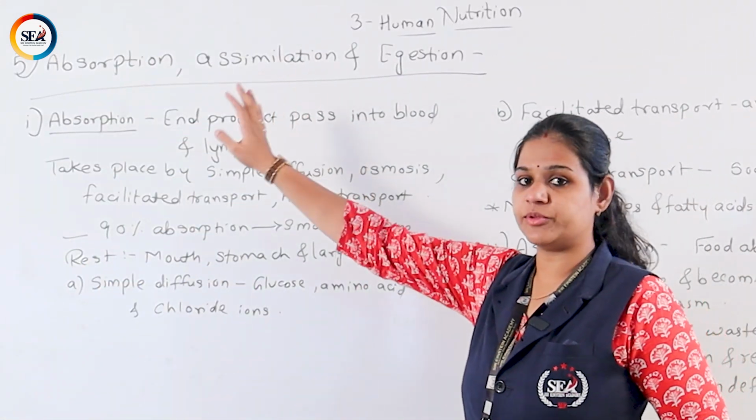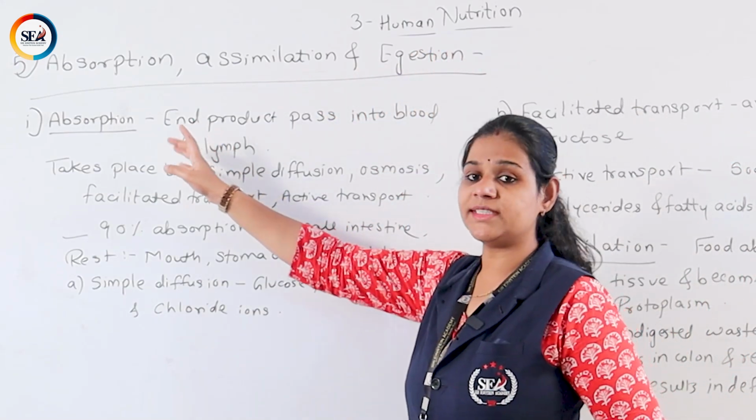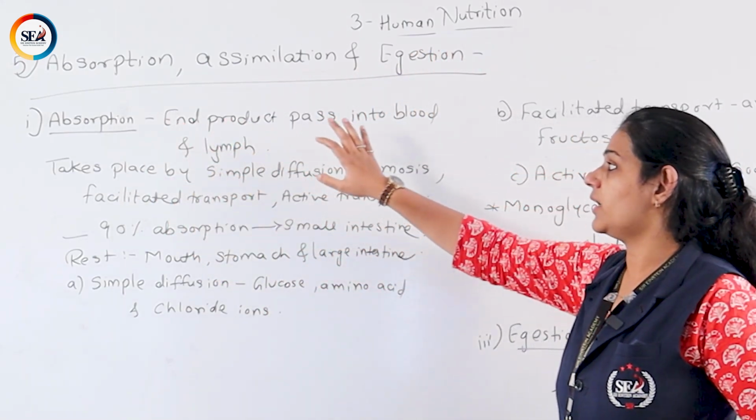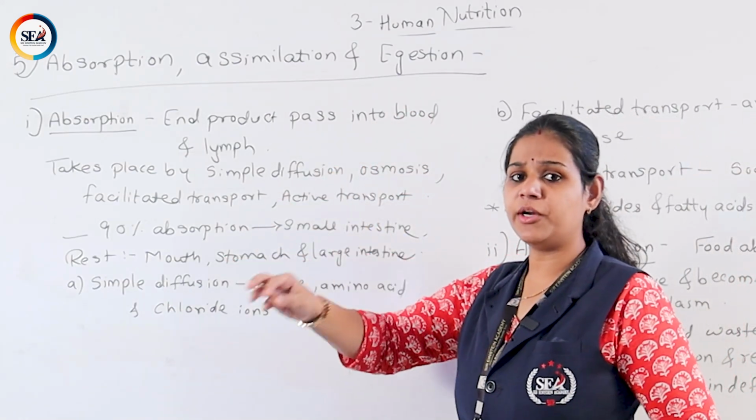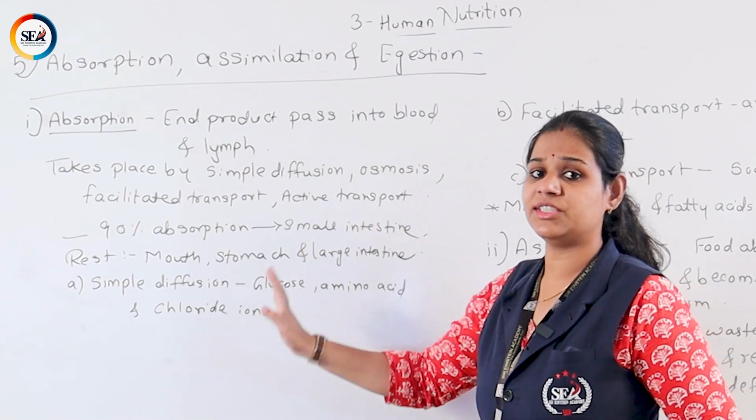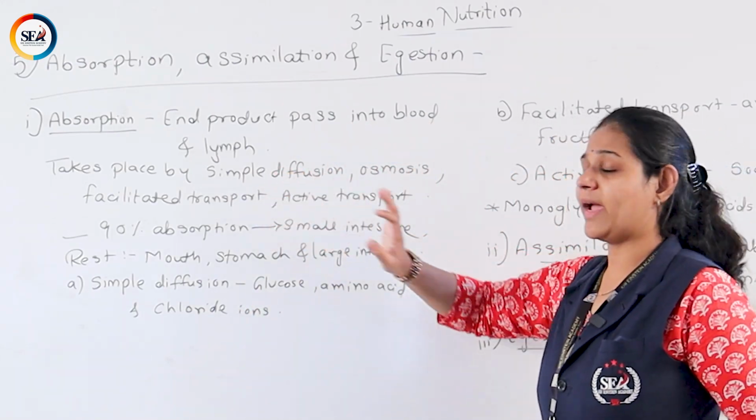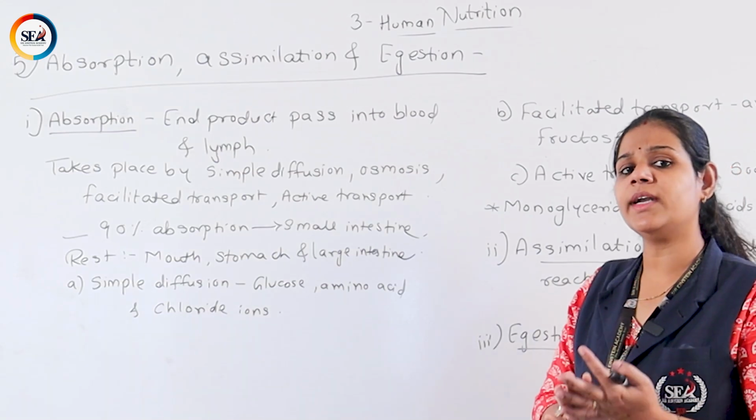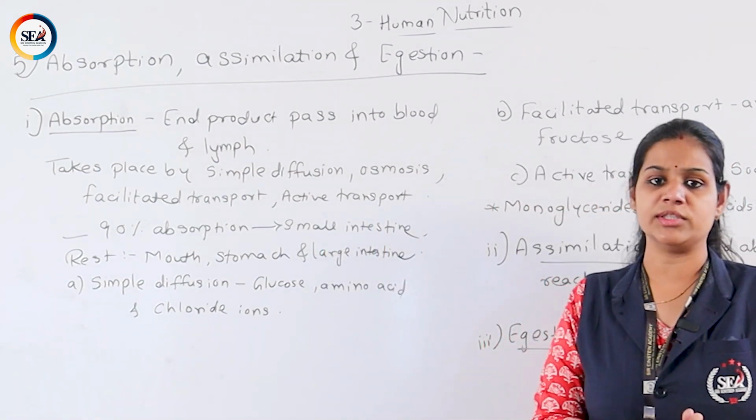The next point is absorption, assimilation and egestion of food. First of all, we will see what absorption is. Here, the end product, that is the food which is converted into simple form, which we call chyle, now passes into blood and lymph. This takes place by either simple diffusion. What is simple diffusion? That is transportation of molecules from higher concentration to lower concentration.